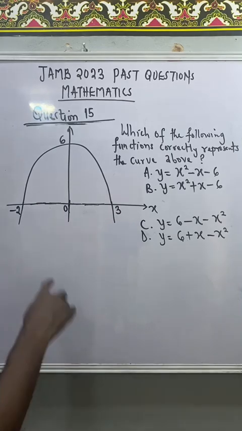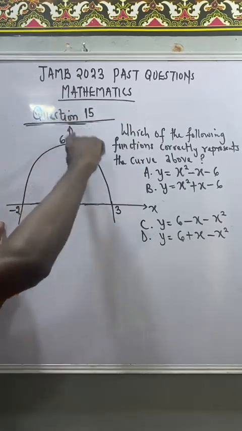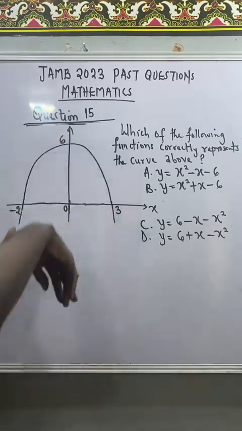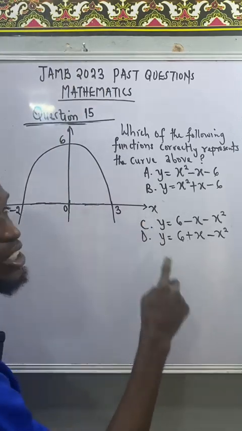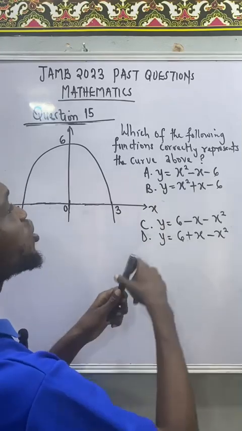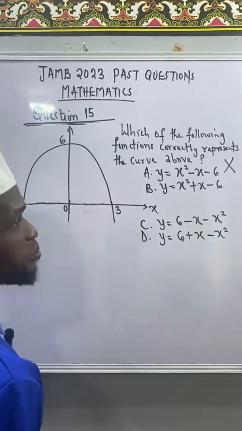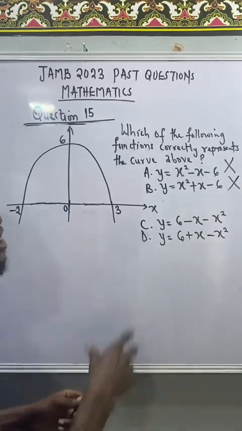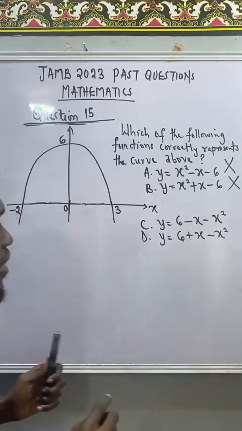First of all, if the graph of a quadratic is given in an N shape like this, that is, the parabola is inverted instead of facing up, that means the coefficient of x squared is going to be negative. That means option A is out of it because the coefficient of x squared is positive. Option B is also out of it because the coefficient is also positive. That means the answer is between C and D.